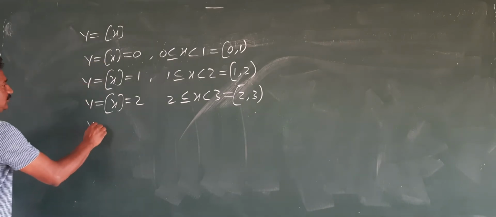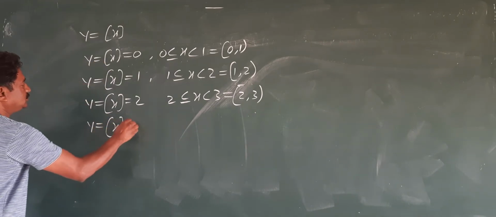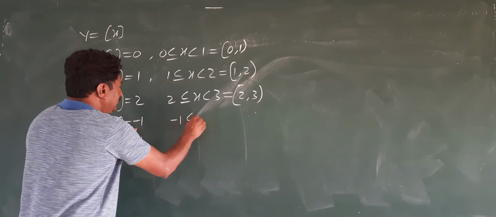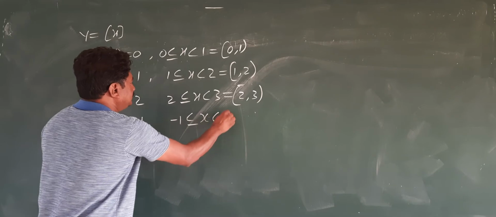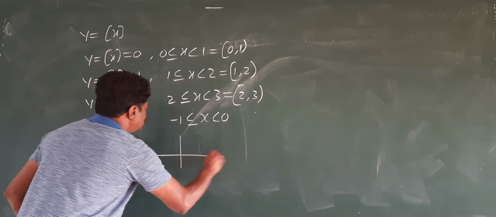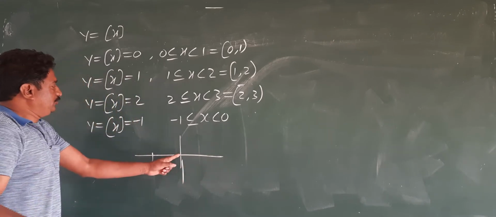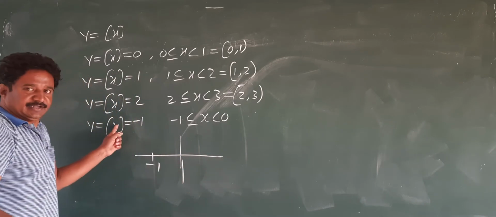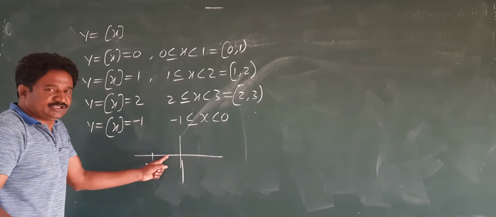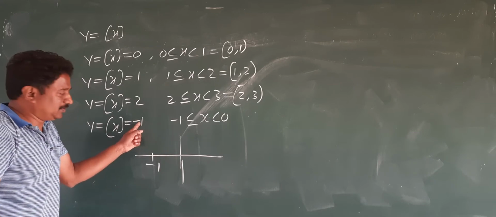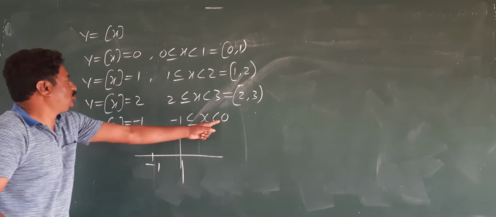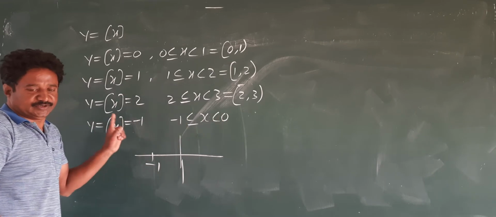Let us go for minus 1. So y equals the greatest integer function, minus 1. Where do we get minus 1? From minus 1 up to 0. From 0 to minus 1, whatever number you give, you are going to get minus 1. Look at this, this is minus 1. If I put x equal to minus 0.1, the integer less than that is minus 1. For minus 0.2 you will get y equals minus 1, and for minus 0.9, minus 1. Don't give 0; if you give 0 you will get 0.